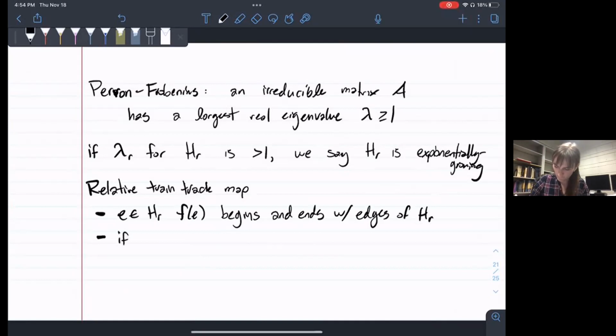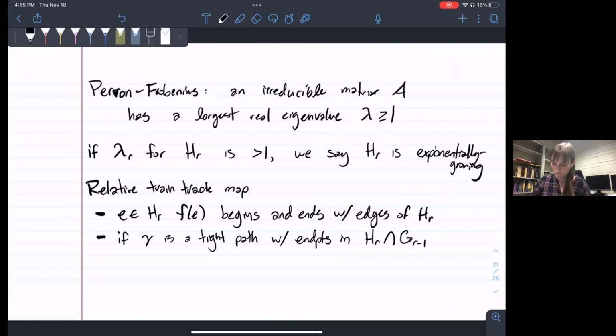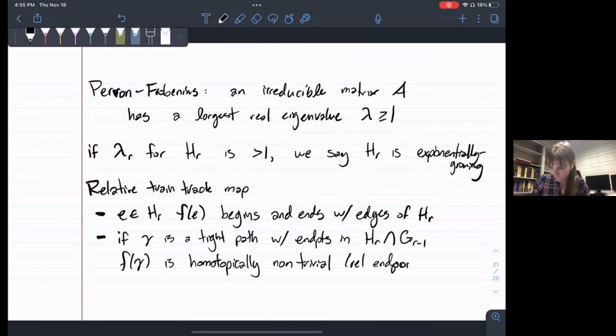If gamma is a tight path with endpoints in the intersection of H_R with G_R minus 1, so that's like a finite set of vertices, then f of gamma is homotopically nontrivial rel endpoints. Okay, fine.